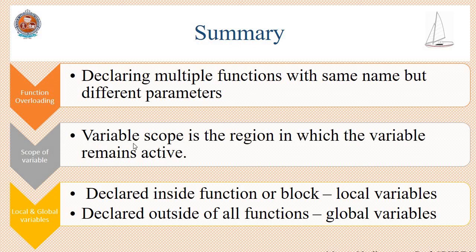Scope of a variable: variable scope is the region in which the variable remains active. Local and global variables: if a variable is declared inside a function or a block, then it is called a local variable, and if a variable is declared outside of all the functions, then it is called a global variable.